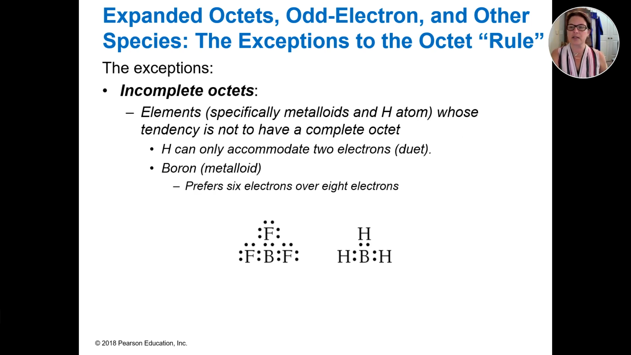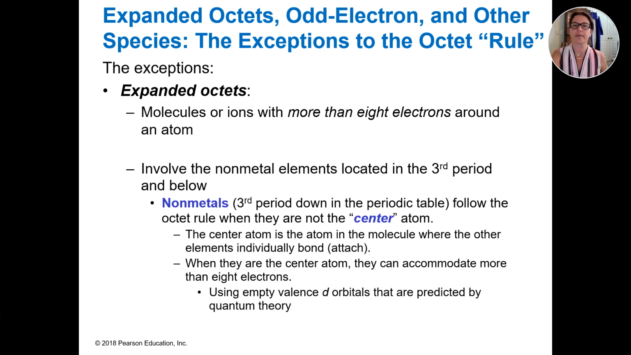So incomplete octets just means something does not have 8. We talked about that. BF3 and BH3, those are going to be your most common. Expanded octets means that there's more than 8 electrons on the central atom. And typically we see that with third period nonmetals and down. They will follow the octet rule if they're not the central atom. If they are the central atom, they can have an expanded octet.